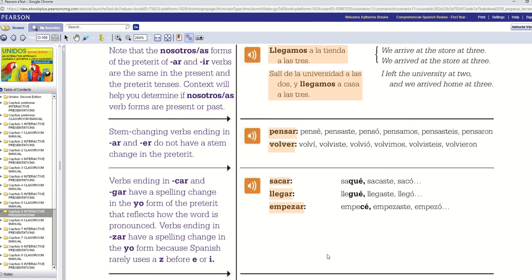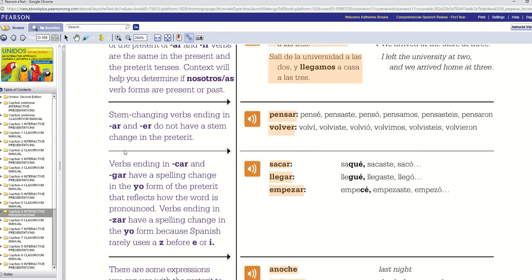Okay? The last group of verbs that we're going to talk about in this chapter with the preterite are the ones that end in car and gar. They have a little bit different spelling in the yo form, and the zar verbs as well. So normally, if you spelled it normally, it would be S-A-C-E. But if you pronounced it, it would say sase because C before E makes a soft C sound.